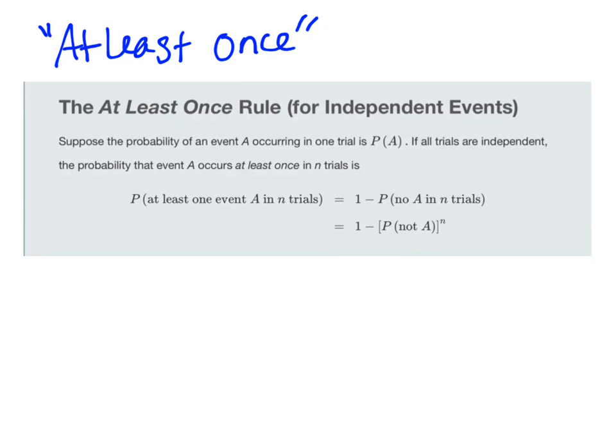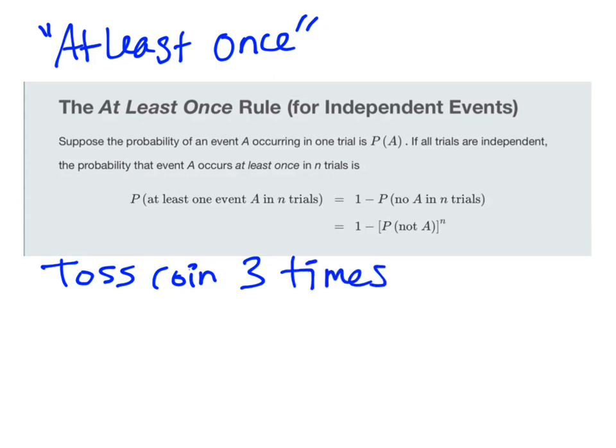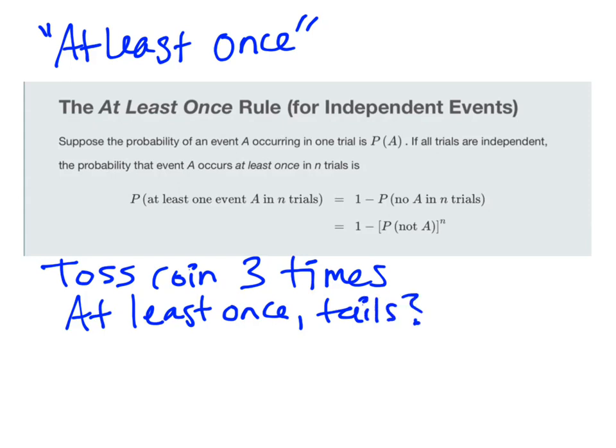All right, so let's do an example. Let's say we toss a coin 3 times. We'll keep the numbers smaller. And we want to know the probability of getting tails at least once. So here's our formula. You would subtract away the probability of not getting tails in any of those 3 trials. Well, what is the probability of not getting tails?